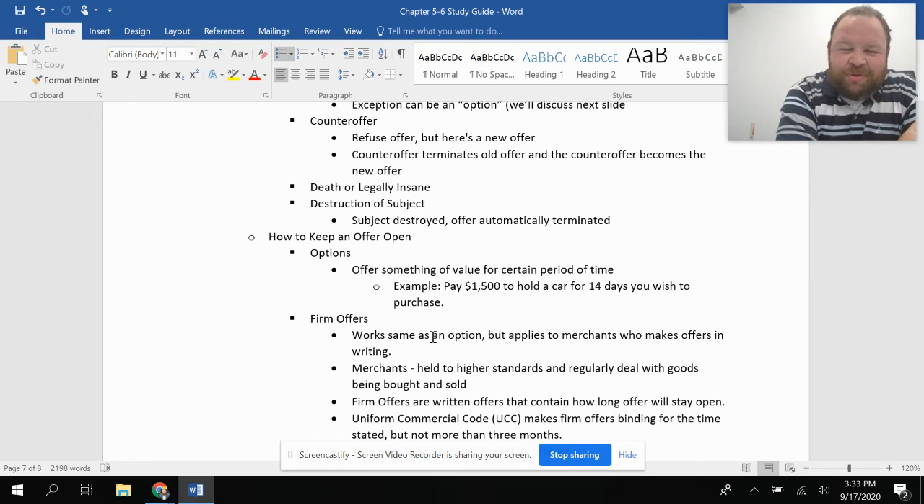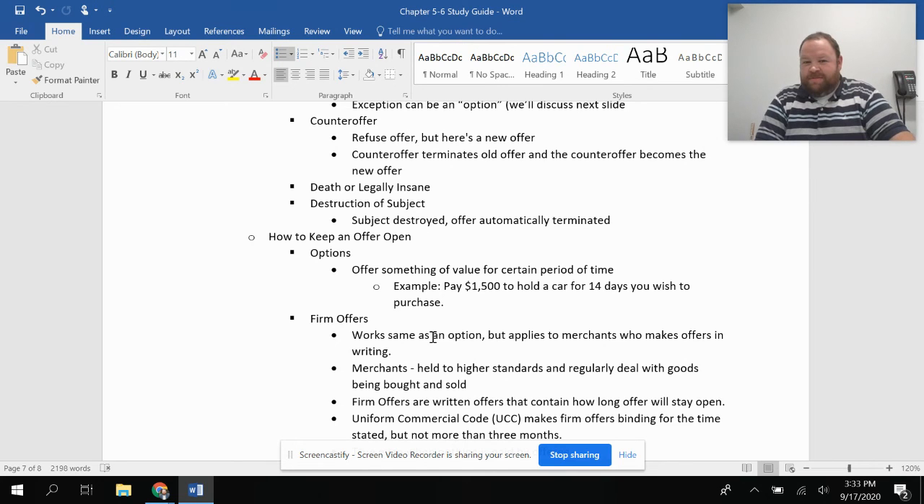A lot of you guys in both classes had great scenarios for this, but yeah, if you die, then the offer's done. If something happens and you are found to be legally insane, the offer's done. And then destruction of the subject, right? So if you're making an offer on a new car and the car catches on fire, then the offer's done.